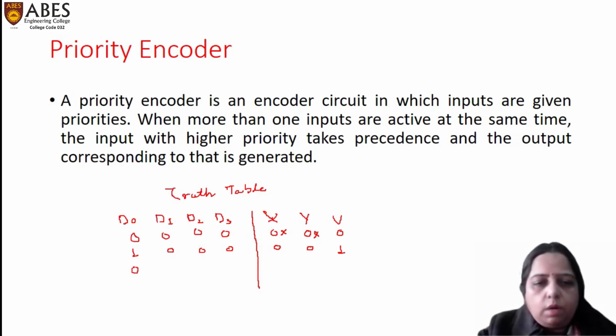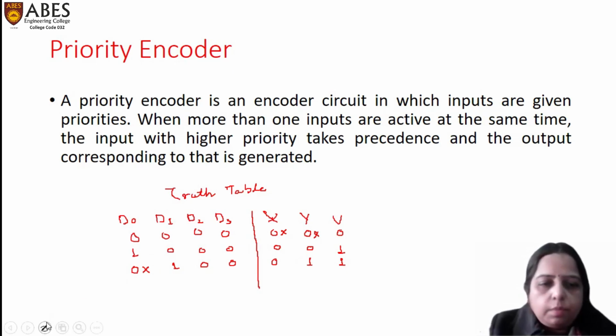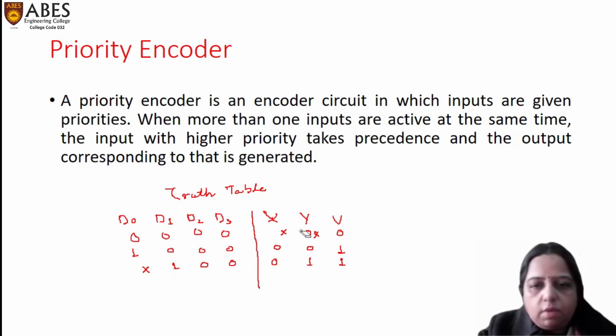Then for D1 equal to 1, the X and Y values will be 0 and 1, and the valid bit will again be 1. In this case, instead of writing 0 for D0 when D1 is 1, we will have to write don't care. Why will we have to write don't care? Because we have to give the priority to D1 instead of giving the priority to D0. So here we can erase this 0, and in this case also, we can erase this X and Y 0, 0. We can have only don't care.